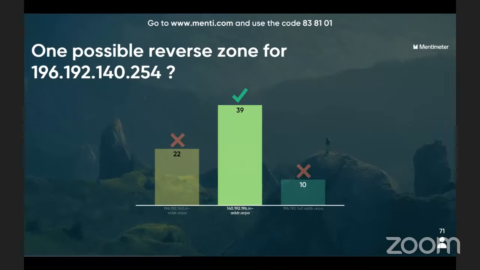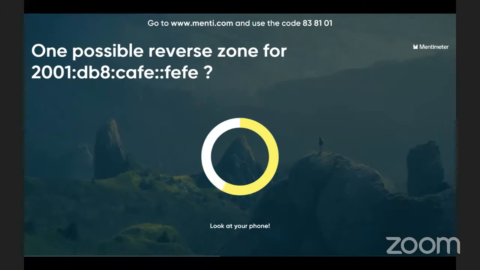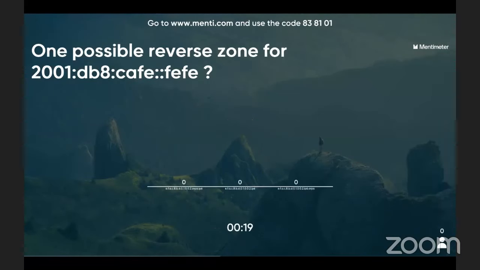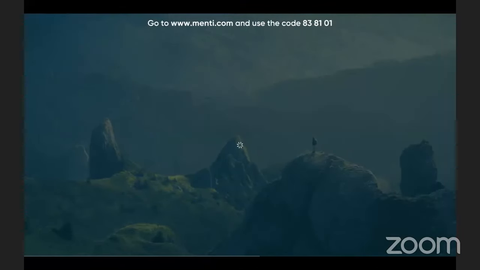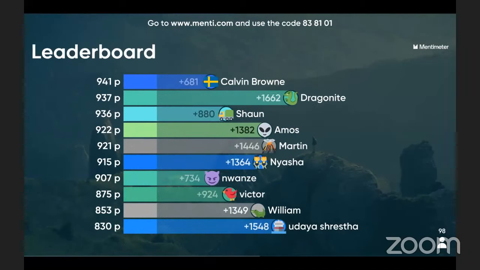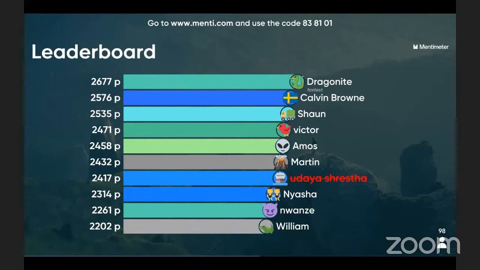Okay, last question in this series. One possible reverse zone now for this IPv6. You have again three options. Remember that for the reverse zone, we always start with the dot, then the top level domain will be ARPA. Good. 43 people find the right answer. Okay, I can say that we were following what we did so far. I think we can move on to the next section of our webinar.